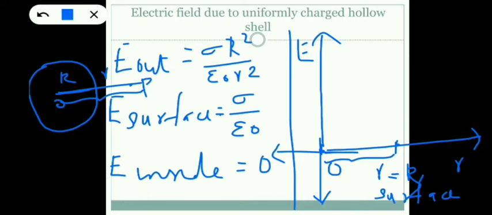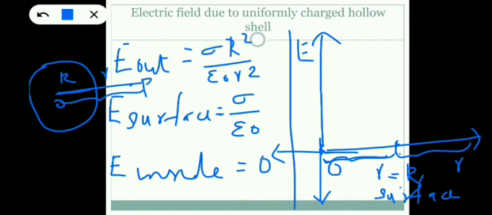Okay, so r equal to capital R indicates the surface region, and the left side, that means this portion, indicates the region inside the shell, and the right portion indicates the region outside the shell, because this is the surface. So when we move out of the surface, it will be outside the shell, and this region indicates the region inside the shell, the left side.